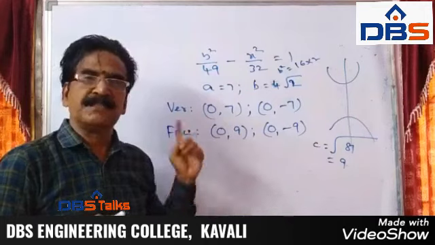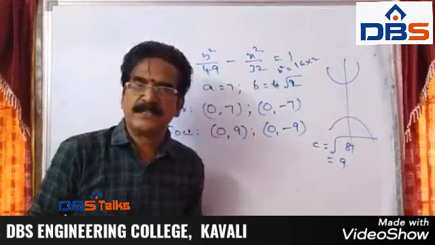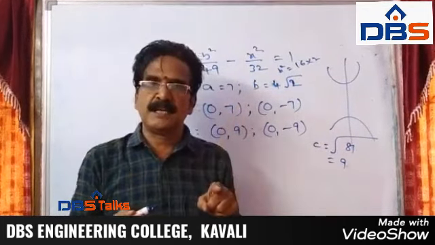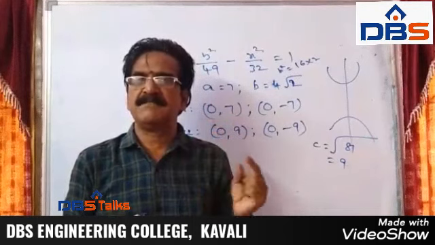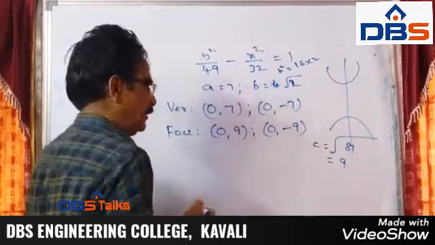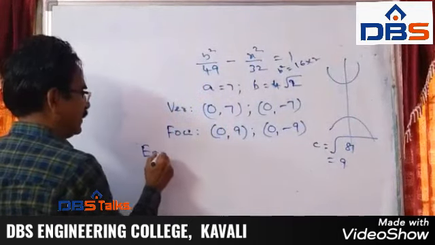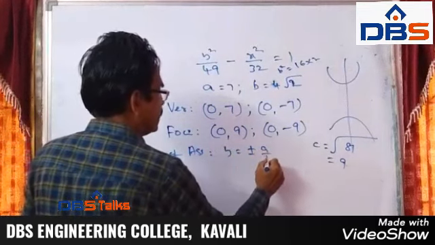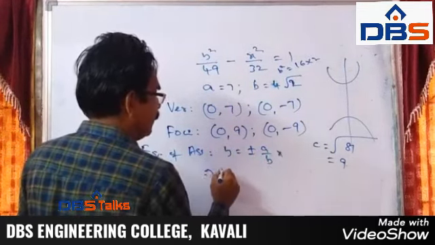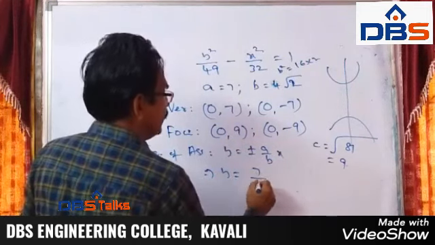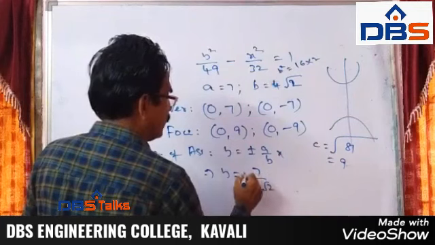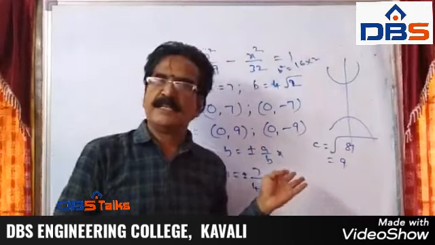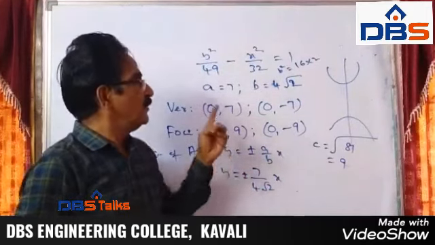For x square by a square minus y square by b square is equal to 1, the equations of the asymptotes are y is equal to plus or minus b by a into x. Here it just changes: y is equal to plus or minus a by b into x. That implies y is equal to plus or minus 7 by 4 root 2 into x. These are the equations of the asymptotes. Okay, friends.